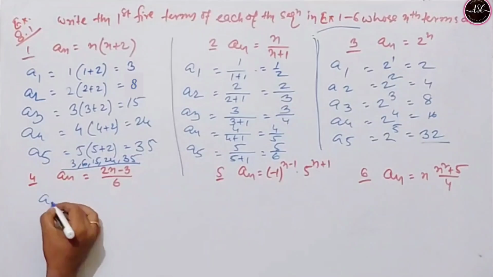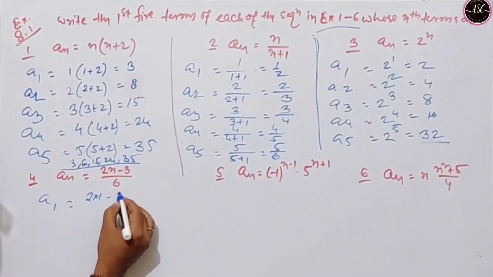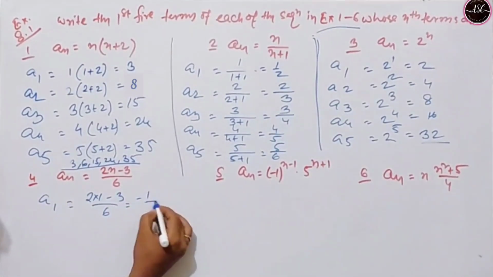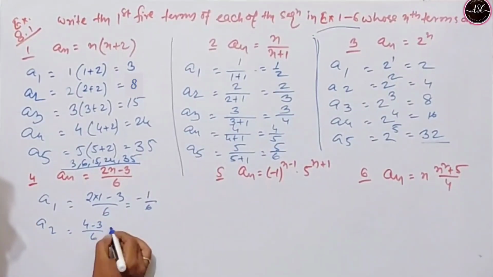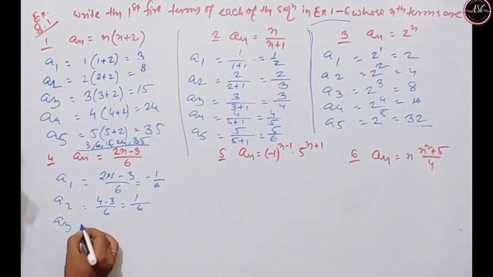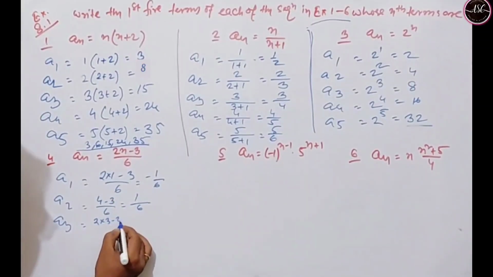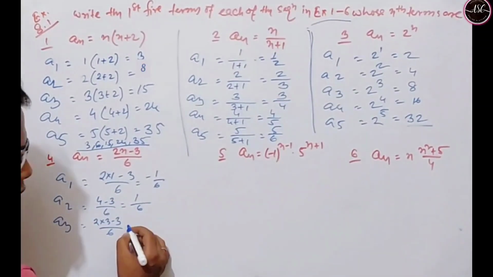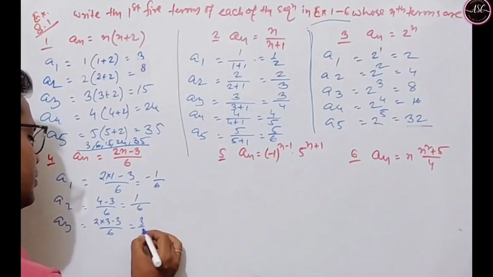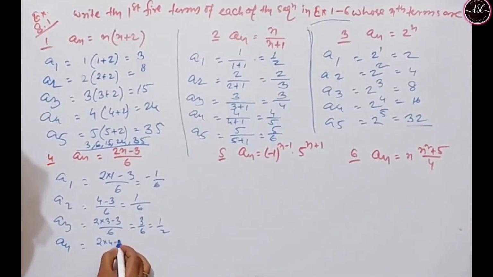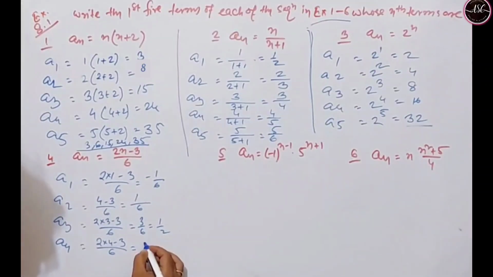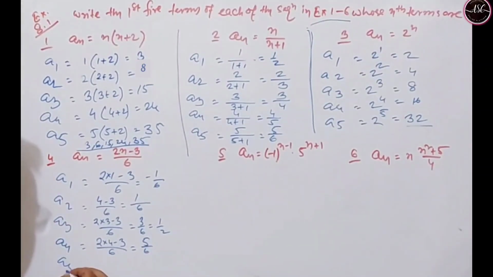And for this, a1 is equal to 2 into 1 minus 3 by 6, that means minus 1 by 6. a2 equal to 4 minus 3 by 6, that means 1 by 6. a3 equal to 2 into 3 minus 3 by 6, that means 6 minus 3, that means 3 by 6, that means half. a4 equal to 2 into 4 minus 3 by 6, that means 8 minus 3, 5 by 6. a5 equal to 2 into 5 minus 3 by 6, that means 7 by 6.